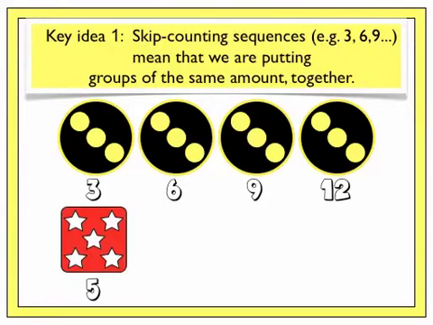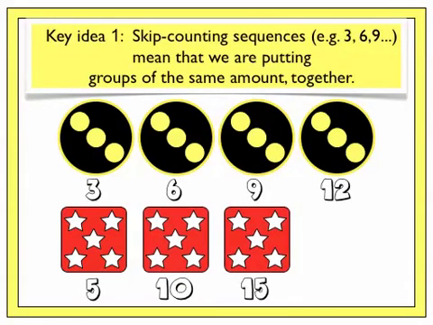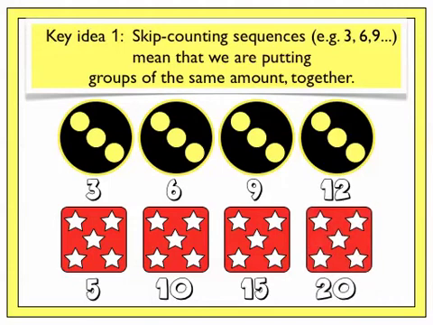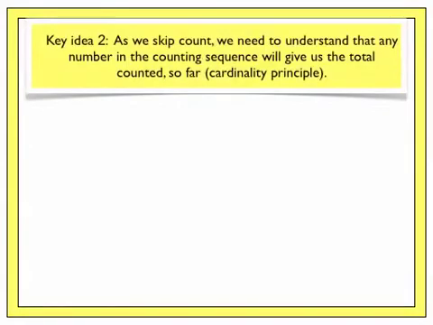Here we have a group of 5 white stars. How many stars do you think will be in the next group as I continue to skip count? 10, 15, 20. Were they all equal groups of 5? Yes, they were. So now we know that in skip counting sequences, we are putting groups of the same amount together.